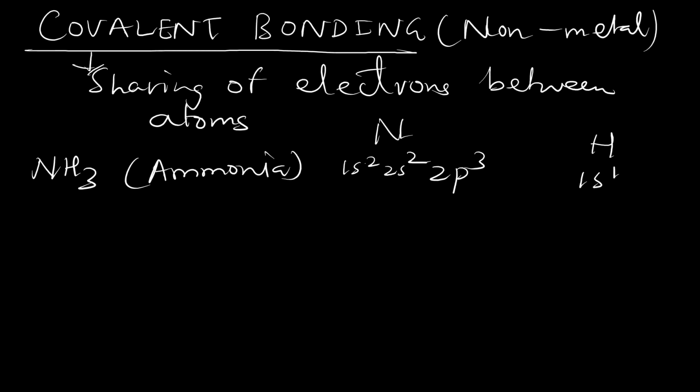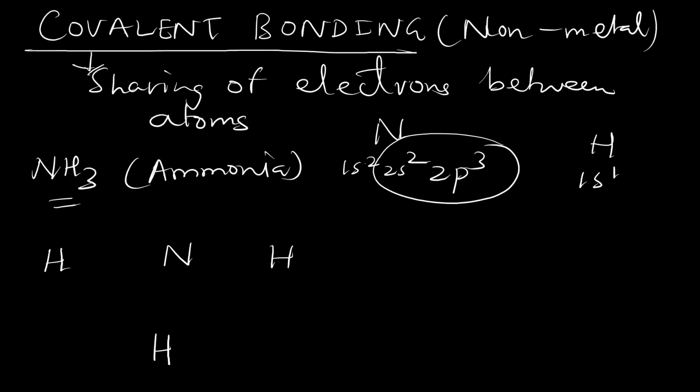And as I said before, the need to form a bond is that all elements try to attain a stable gas configuration, or the nearest noble gas configuration, to attain stability. In nitrogen there are 5 valence electrons, and we have already discussed that for bonding only valence electrons are involved. There are 3 hydrogens here, so nitrogen is the central atom and the 3 hydrogens surround it.